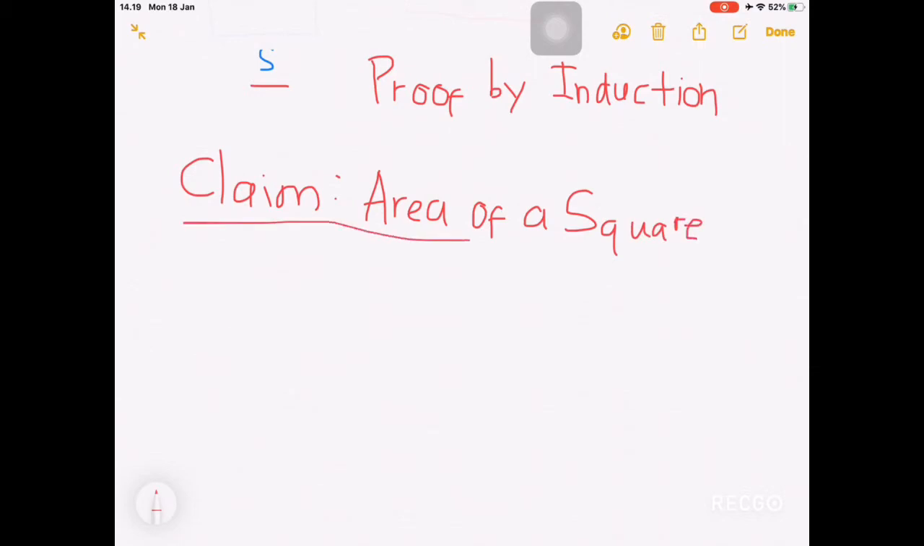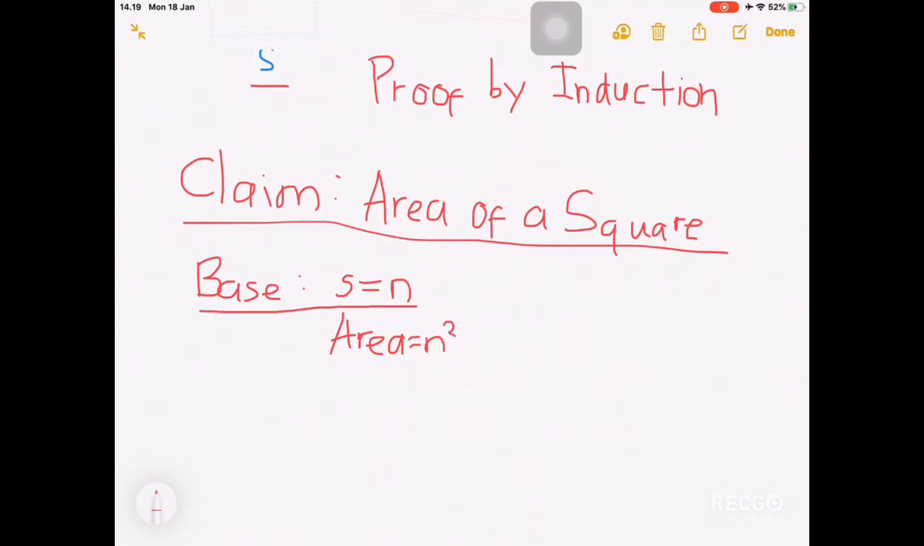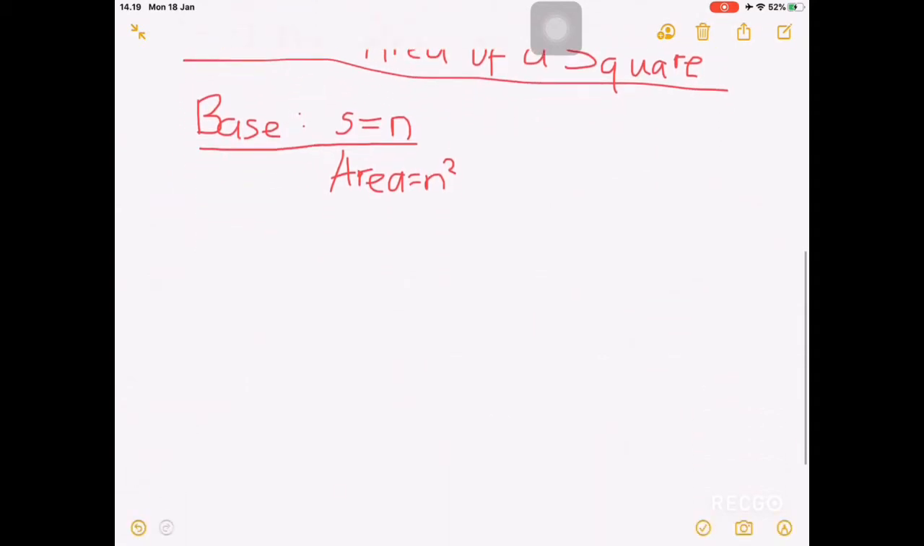Next we're going to look at the base case, and we'll assign a variable to the side, so we'll just choose n. So we'll say s equals n, and the area will be just n squared. That's self-explanatory. Well, you may think that this doesn't seem any good, however the next step will be very interesting. So we're going to set up an induction hypothesis.